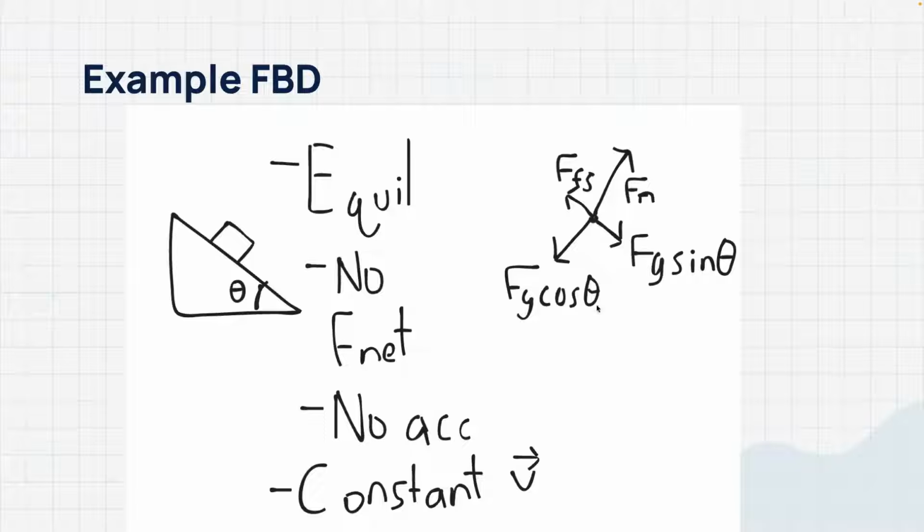Fg is straight down, right? But you can break that up into two components, Fg cos theta and Fg sin theta, as shown here. And then we're assuming that there's a frictional force that opposes the Fg sin theta, otherwise it wouldn't be in equilibrium. And as you can see here, all the forces are balanced in the x direction and the y direction.